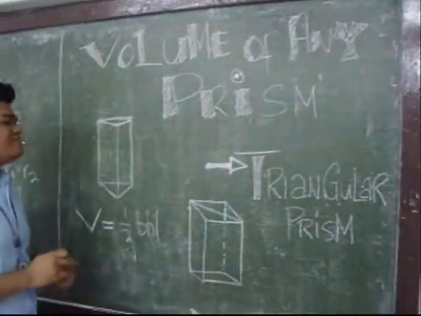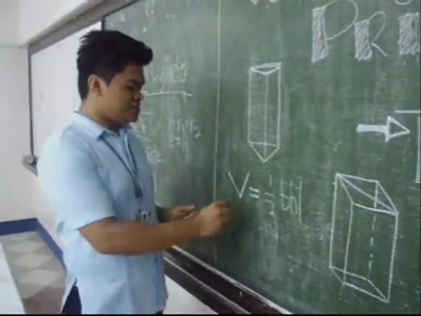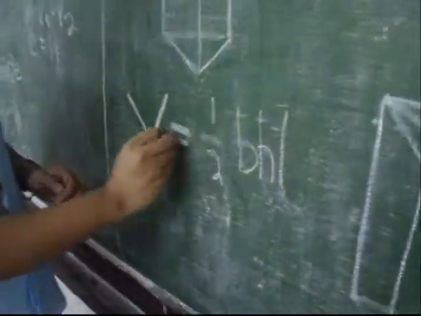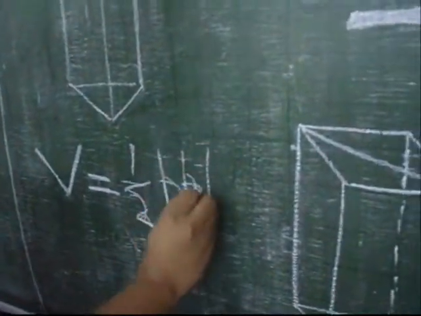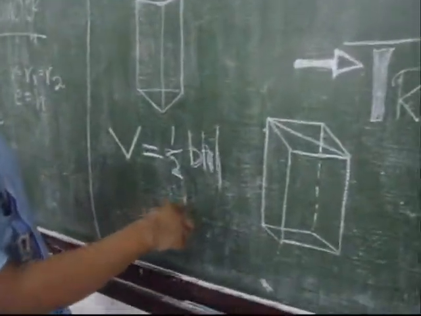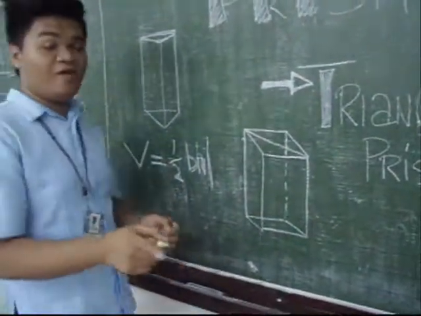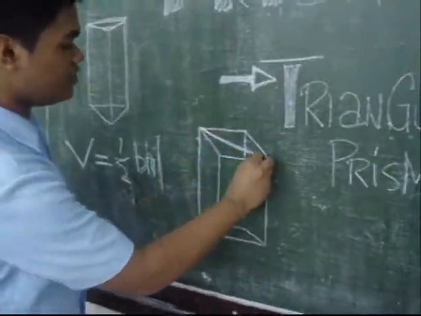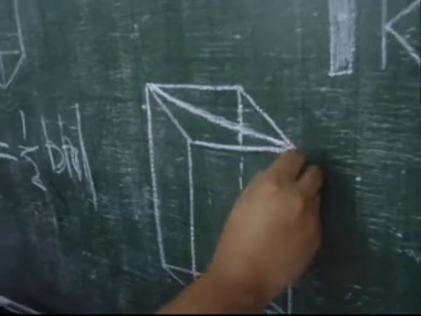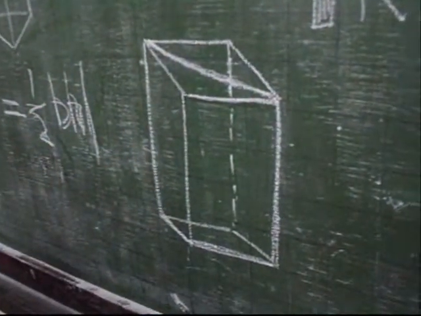So in a triangular prism, we have our formula here, which is volume is equal to 1/2 base times height times length. We put 1/2 here because a triangular prism is 1/2 of our rectangular prism. If this rectangular prism here, we're going to divide it by 2. That's why we got a triangular prism.